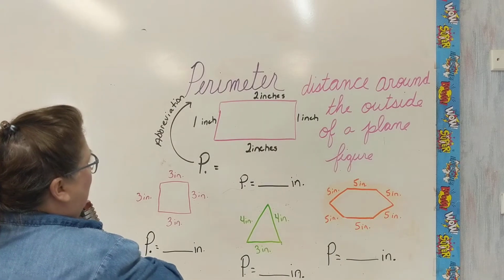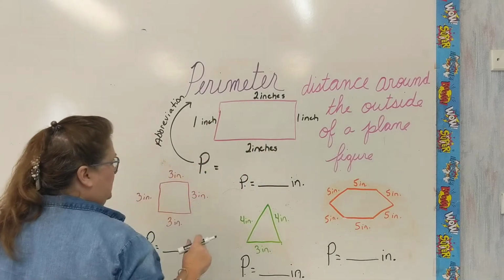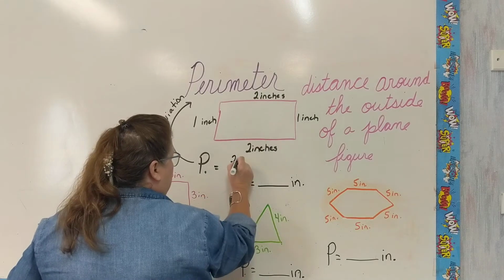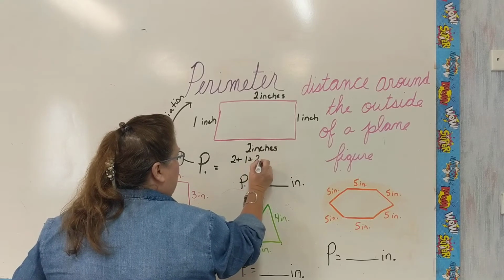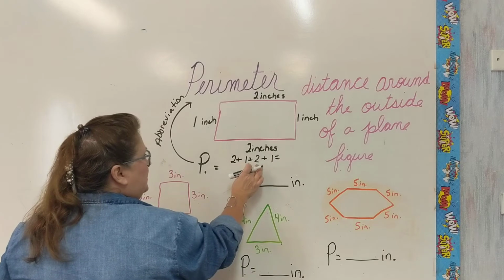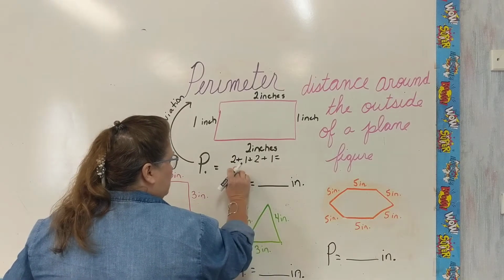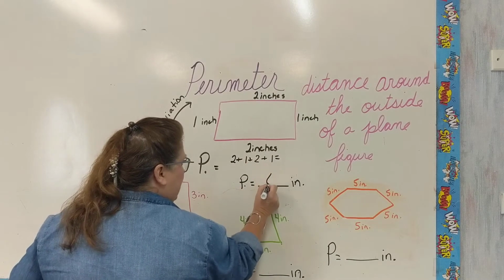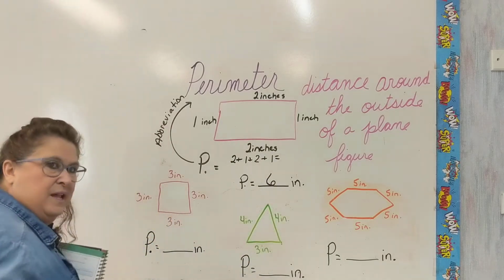So we know when we have a rectangle, two of our sides are always the same and the opposite two sides are the same. So to find our perimeter, we're going to add this side plus that side plus this side plus this side. So we're going to add 2 plus 1 plus 2 plus 1 equals, our perimeter equals 2 plus 1 is 3, plus 2 more is 5, plus 1 is 6. Our perimeter for this rectangle equals 6 inches.